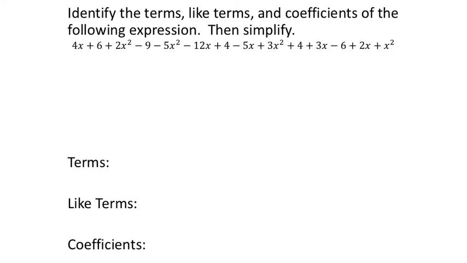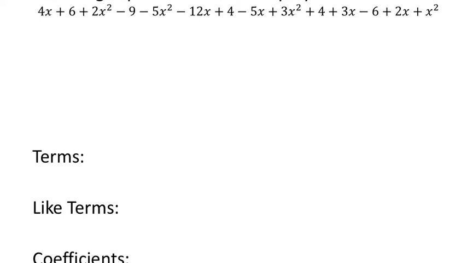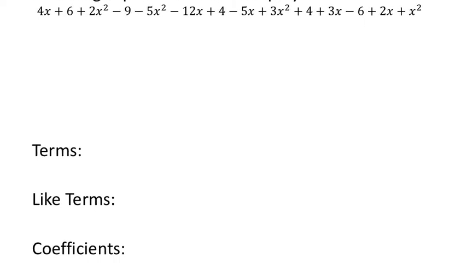Now, this is a pretty big expression right here. It says that we're going to identify all the terms, like terms, coefficients, and then we'll simplify it in the end. Now, when it says simplify, that means when we do find like terms, we will combine them, okay? So, let's make this just a little bit bigger.